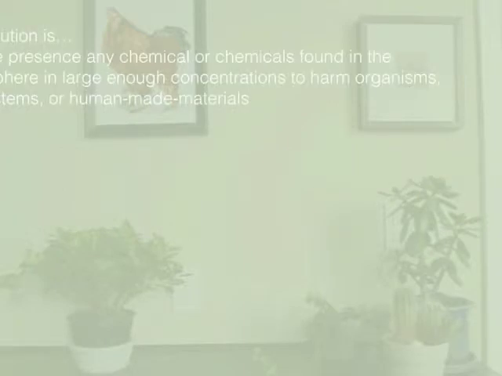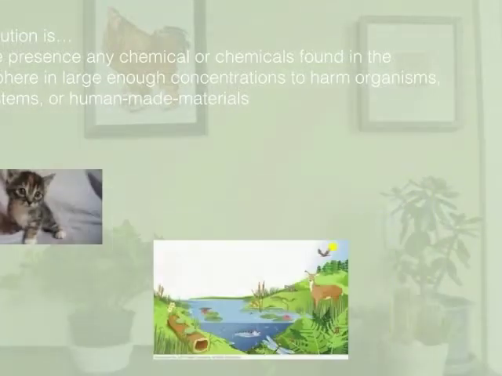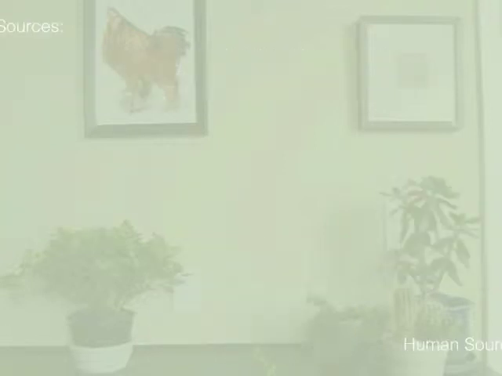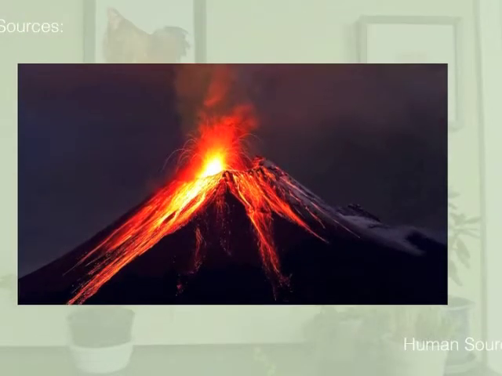Now let's talk about what air pollution is. Air pollution is the presence of any chemical or chemicals found in the atmosphere in large enough concentrations to harm organisms, ecosystems, or human-made materials. These pollutants can come from both natural and human sources. Some examples of natural sources are wildfires, volcanic eruptions, and volatile organic material released by some plants.